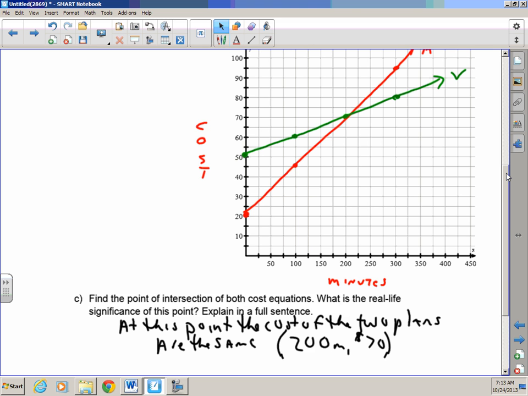So, what was the point of today's lesson? The point was to solve a system of linear equations, meaning two equations with the same variable, to figure out if and when there is a point of intersection.